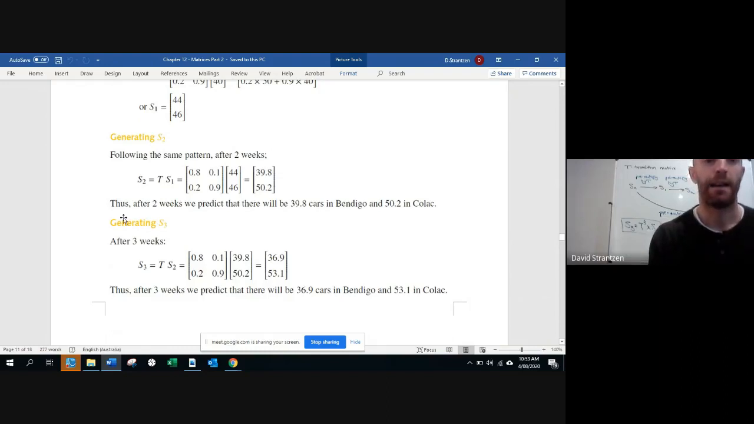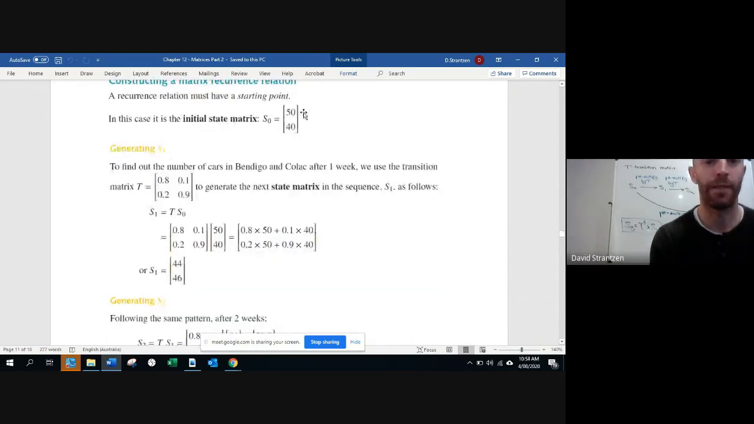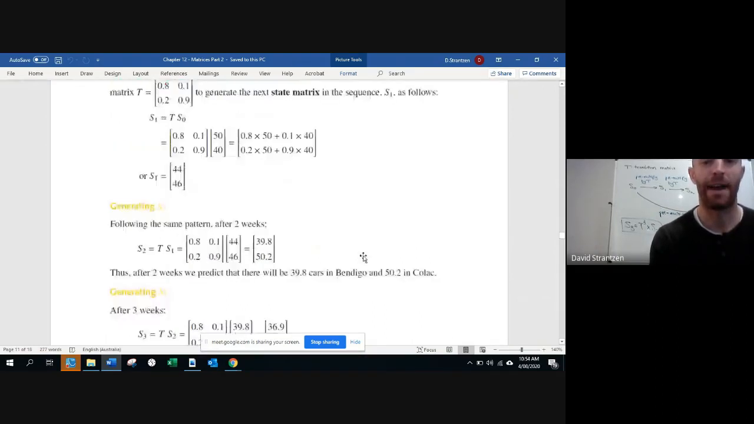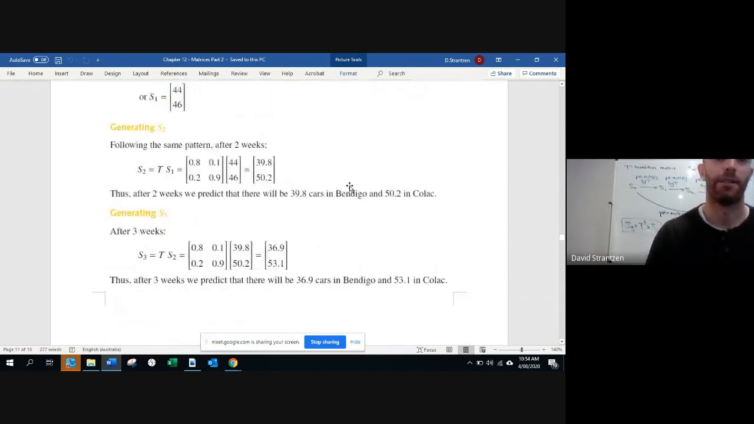So my worded answer would be: after 2 weeks, we predict that there will be 40 cars in Bendigo and 50 cars in Colac. That's different to what we started with. We started with 50 in Bendigo and 40 in Colac, and they've actually swapped over. So we've now got fewer cars in Bendigo and more cars in Colac, 40 and 50.